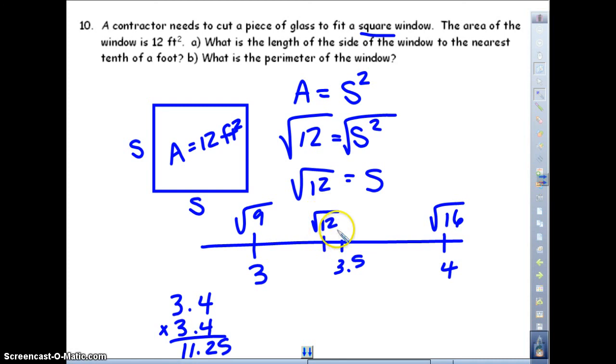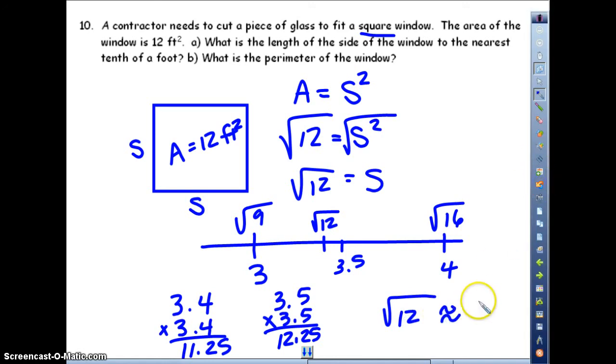That's not quite 12, so what am I going to try next? Yeah, I'm going to try 3.5 times 3.5. I'm going to multiply this out the long way, and I get 12.25. Which one is closer to 12? This one is 0.25 away from 12. This one's 0.75 away from 12. So I'm going to say the square root of 12 is approximately equal to 3.5. And that answers question A.